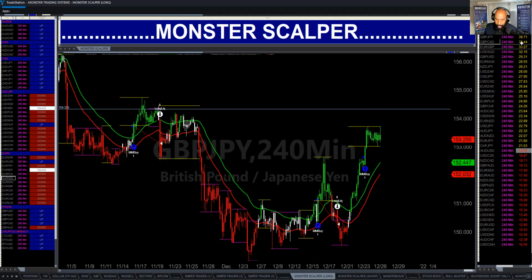And it's the third leading pair there, so there is some confidence in that. All the yen pairs here are in blue and up right here. All these yen pairs are in blue and up. So that's good confirmation.